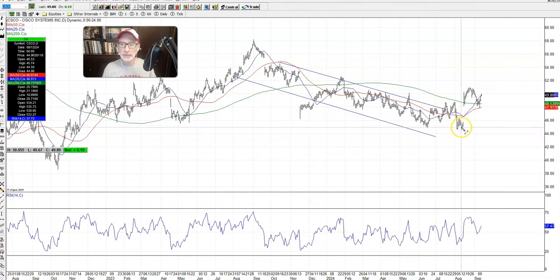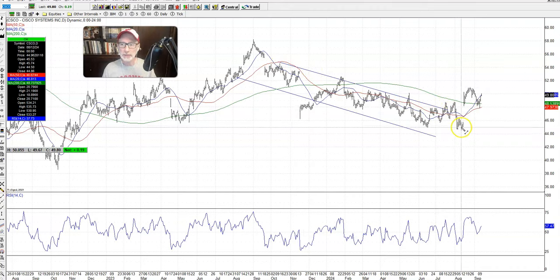Tesla. Tesla's so hard for me to read the charts. I say it every week. I drew this congestion pattern. It looks like it's starting to bounce out higher. Who knows? I don't have a stake in Tesla. It's hard for me to do it. Bristol Myers, you can see here we drew the resistance line, still trying to get through that resistance line.